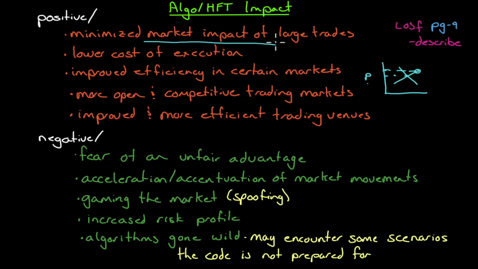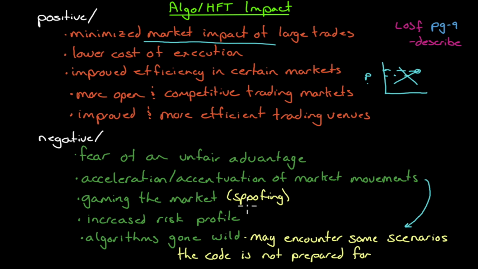The negatives: fear of an unfair advantage, acceleration or accentuation of market movements. And that ties in to this last point down here. So I'll expand on this a little bit more when we get to algorithms gone wild. By the way, the video is out. It's amazing if you want to see it. Algorithms Gone Wild. I think this one, it was done in Cancun. I'm not sure. Gaming the market.